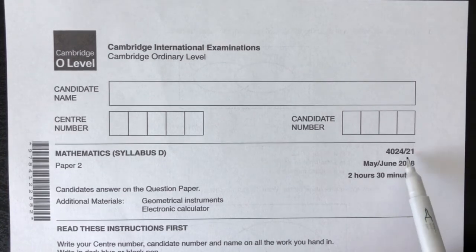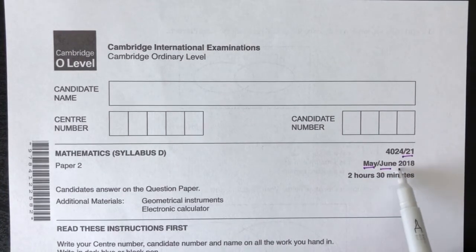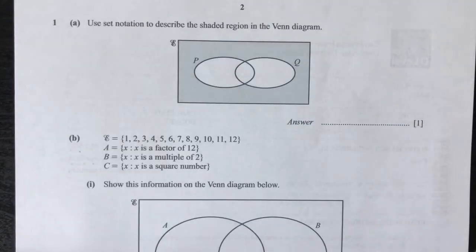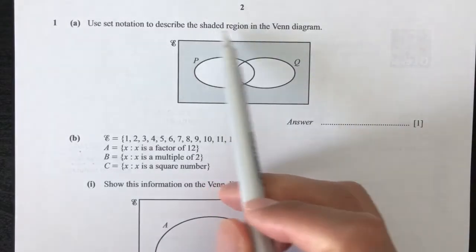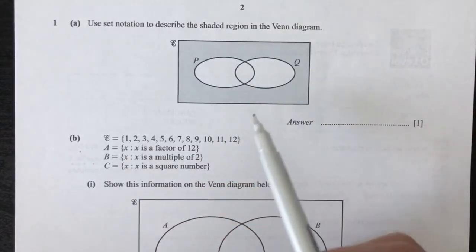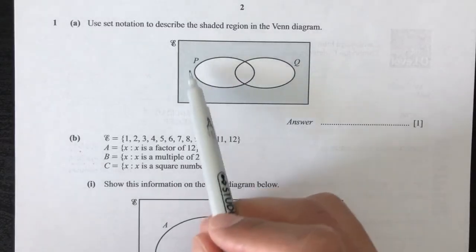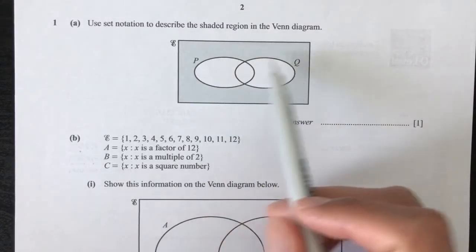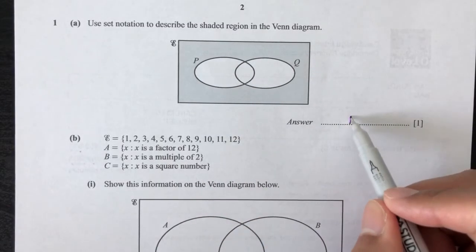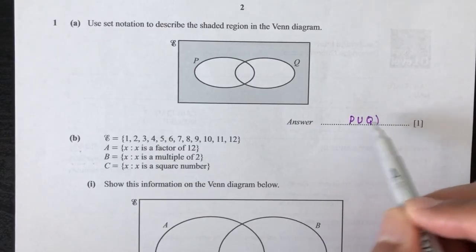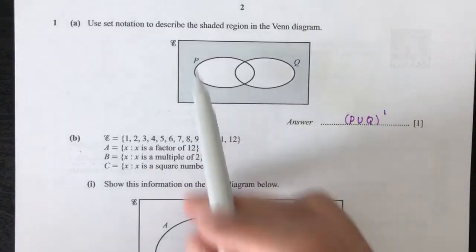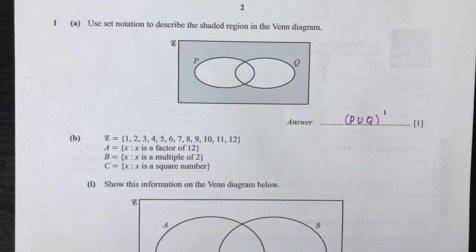This one is paper 2-1 of May-June 2018. Let's move on to question number 1. Here we have, use set notation to describe the shaded region in the Venn diagram. So as you can see, everything is shaded except these two. So we can write (P union Q)' with the prime outside of these two. So that will be your answer for part A.